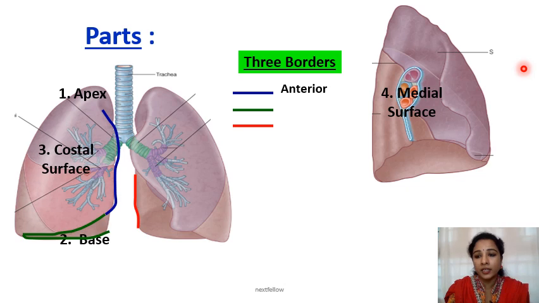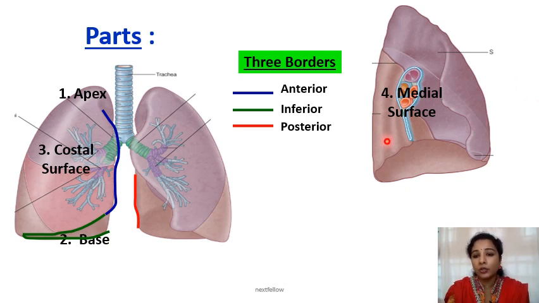The blue one is the anterior border, which is a thin border. Here also we can see this is the anterior border, a thin border. Then the inferior border, and the posterior border is this one, partially seen here. This posterior border is the vertebral border because it is related to the thoracic vertebrae. The posterior border is rounded and the anterior border is sharp. That is how you determine the side of the lung.